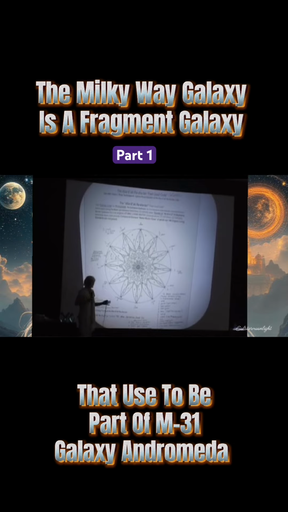Right now, we're living in a mutated matter base because of the planetary mutation, which is there because the sun has the same problem, and so does this galaxy, because the Milky Way galaxy is a fragment galaxy that used to be part of M31 galaxy Andromeda, and it actually fell out of that system and is now being dragged into the black hole at its center. So anyway, we'll get to that later.